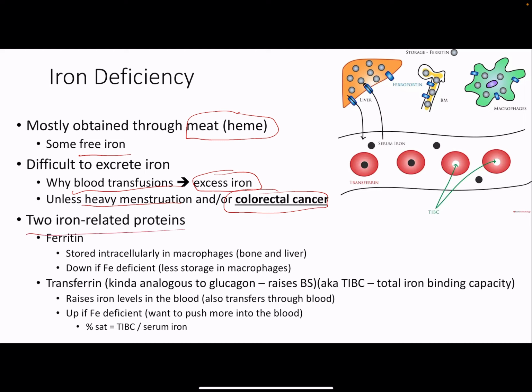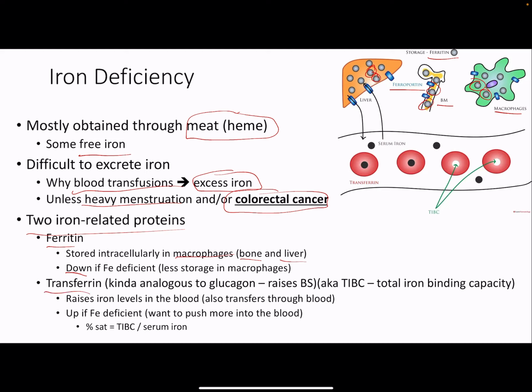So 2 iron-related proteins that we should know are 2 main ones. Ferritin. Ferritin stores iron. It stores this in macrophages, which is going to be in the bone and the liver. And now if you're iron deficient, well, then your stores are going to go down. So this is going to go down in that case. That kind of makes sense. You have less stores in the macrophages. We have a picture a little bit over here. Here's our bone marrow. Here is our macrophages storing it in the form of ferritin. Also in the liver, storing it. We also have a protein called ferroportin, which is going to transport it out of the cell and into the cell. Also, it's going to help us absorb through the GI tract as well.